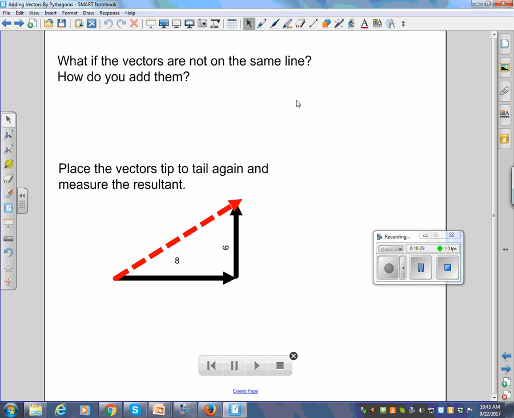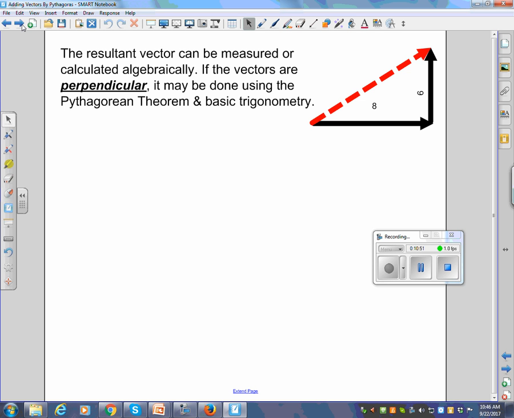What if they're not in the same line? How do you add them? Same rules. Place them tip to tail, measure the result. There's 8, there's 6. What's that going to be? Is it going to be 14? No, it's not. How are we going to find it? We could use a ruler, or if it's a right angle, right? If and only if it's a right angle, the vectors are perpendicular, and then you can be done using Pythagorean theorem and basic trig, which is what we're going to do right now.